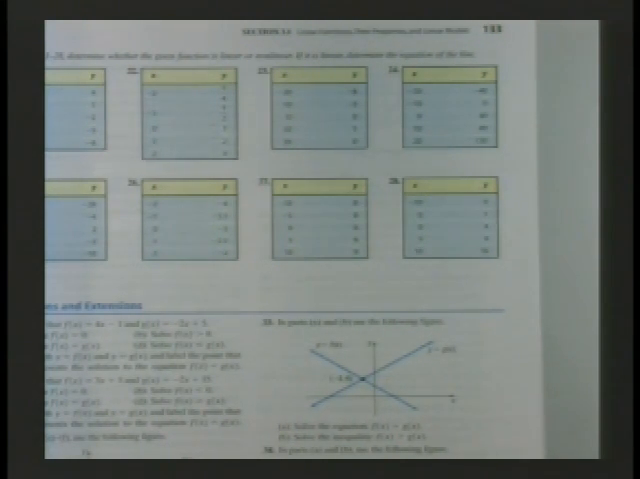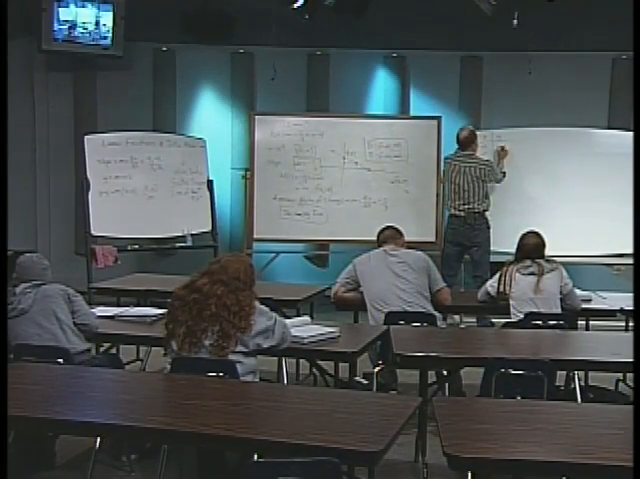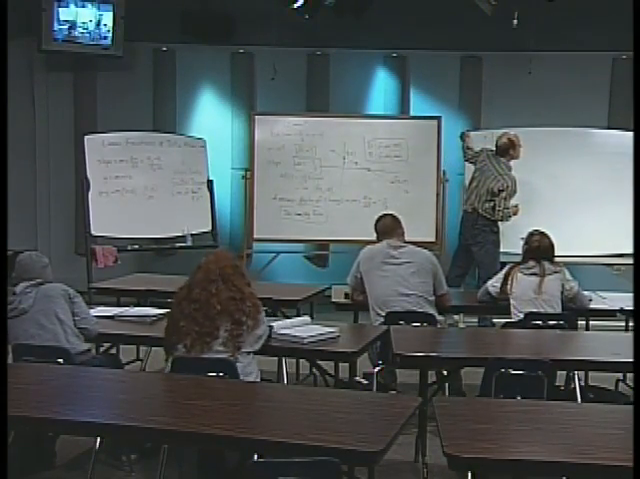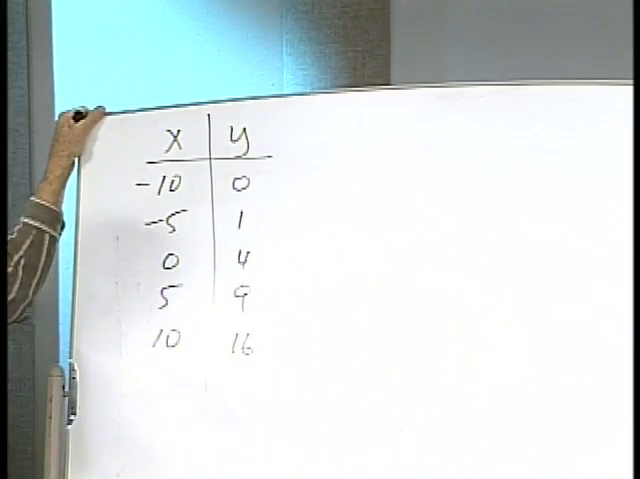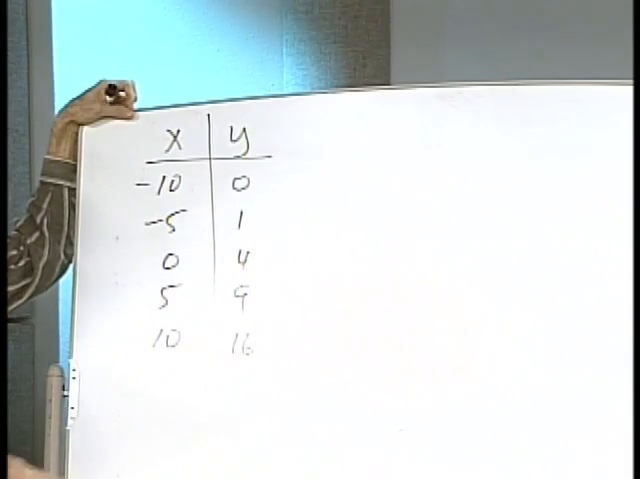-10, -5, 0, 5, and 10 on the x, and the y data associated with those points is 0, 1, 4, 9, and 16. Okay, so here's the data.